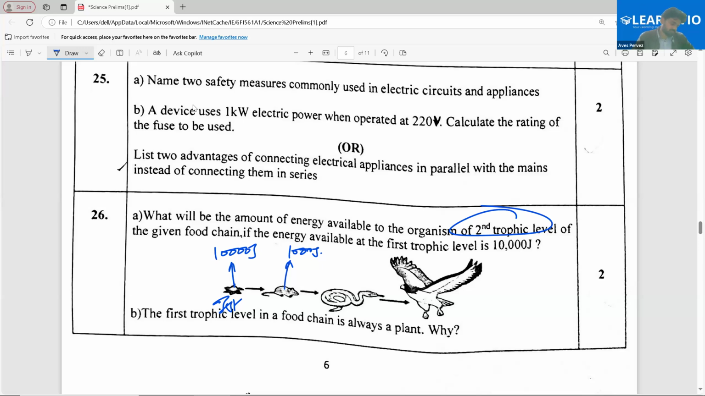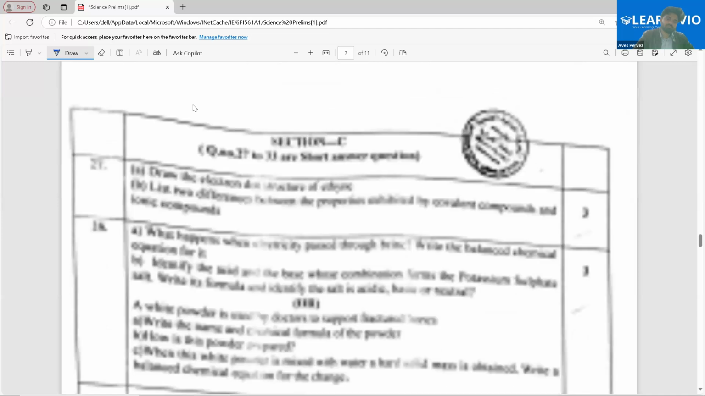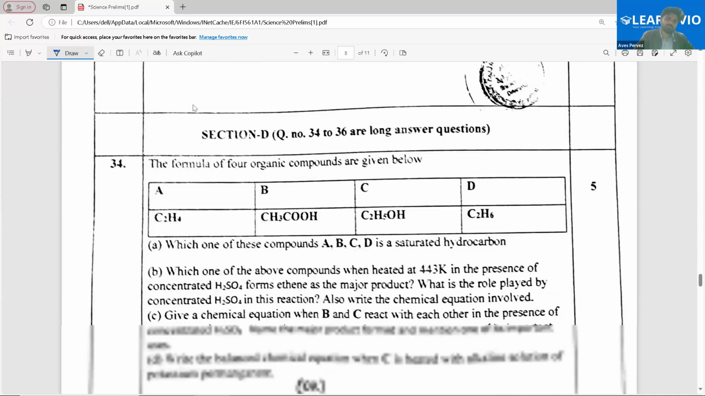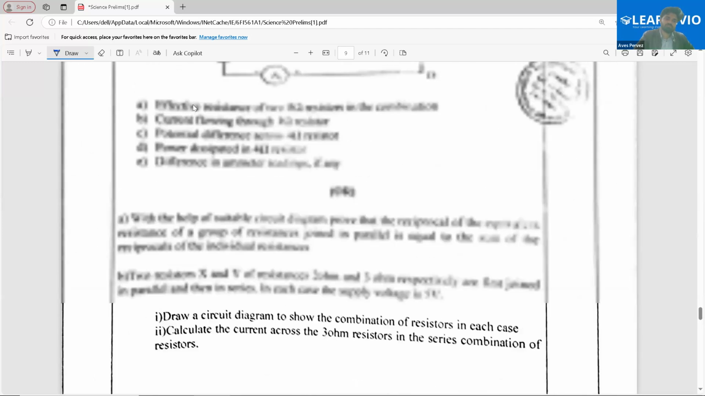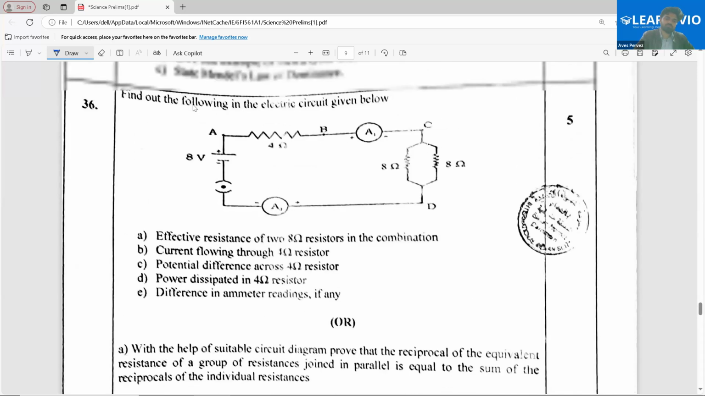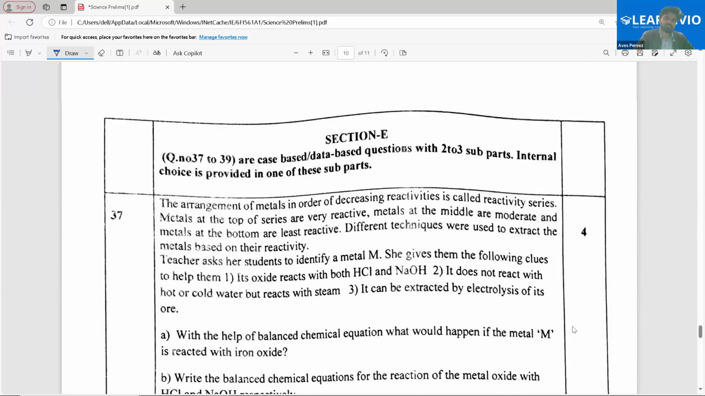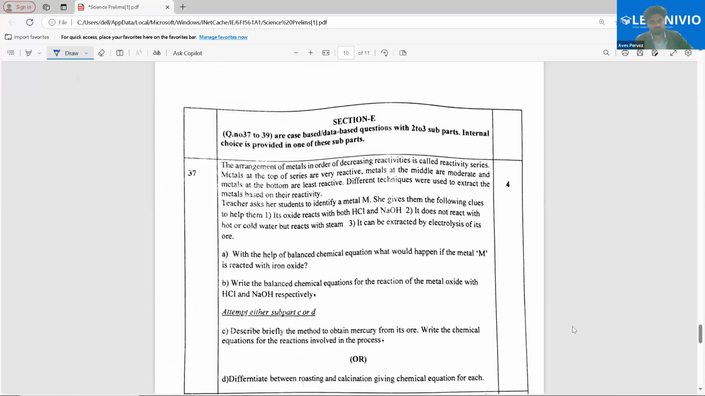Question 37. I wrote zinc as the metal M, but I don't know how to balance the chemical equation. What will happen if the metal M is reacted with iron oxide? What is metal M? I wrote zinc.